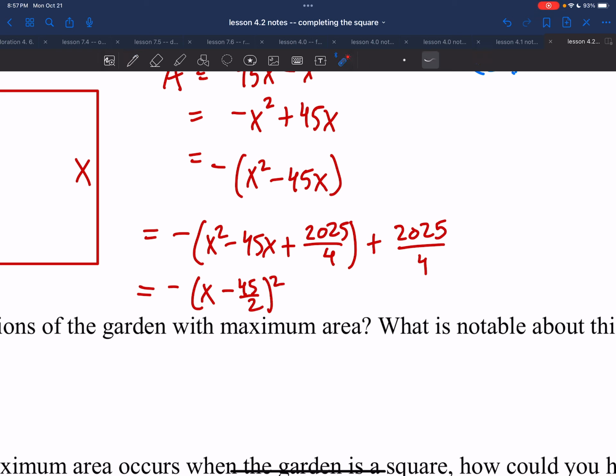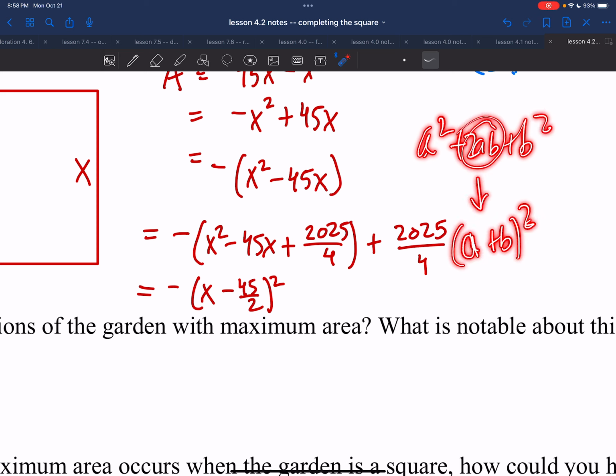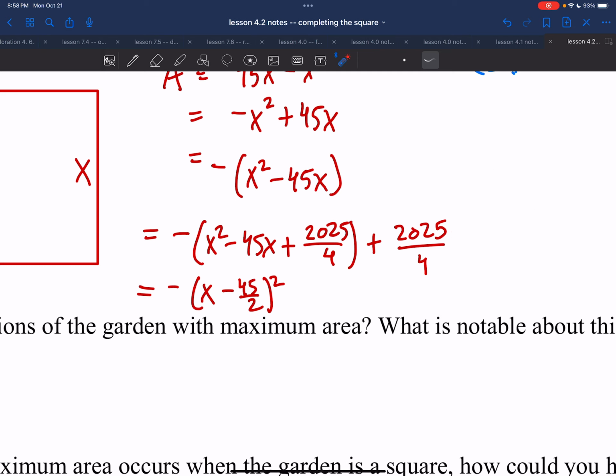It's done, right? This becomes this, because perfect square trinomials are of this form, a squared plus 2ab plus b squared. And they always become (a plus b) squared. So you're just taking this and sort of cutting it in half, okay? Anyway, that's that, and then it's plus 2025 over 4. Ta-da, it's in vertex form.